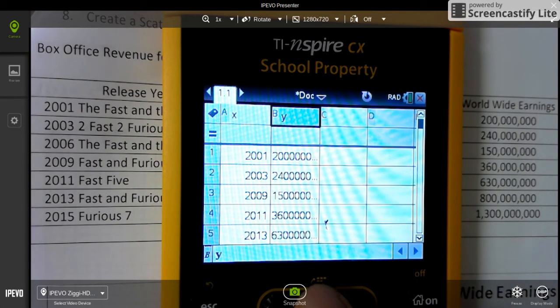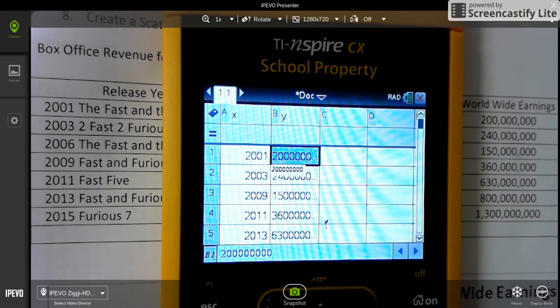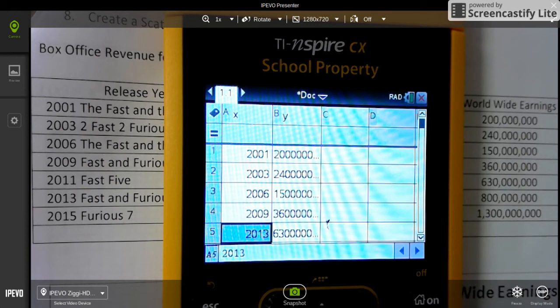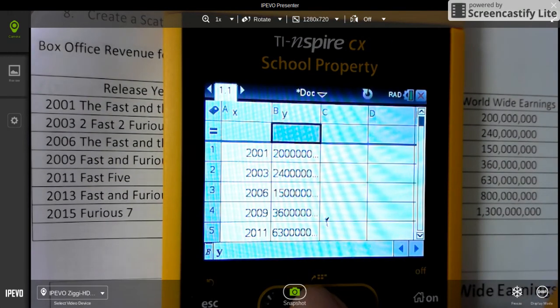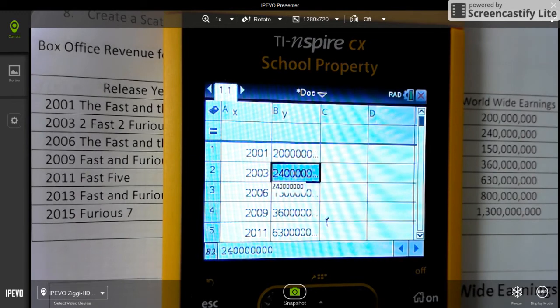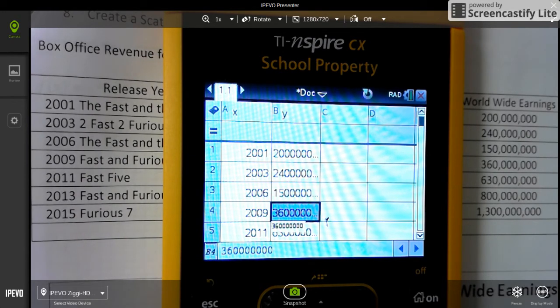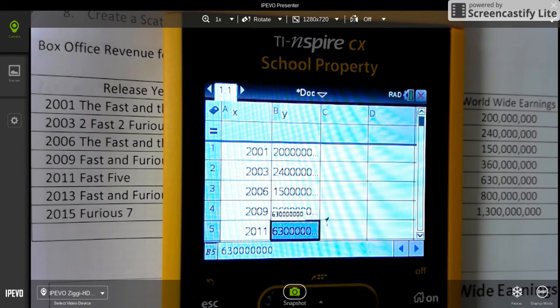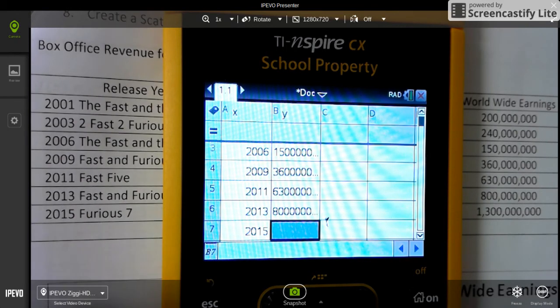We got big numbers. Now, it looks like I made a mistake, so I'm going to go back and double check my table. The first year is correct. The second year is correct. So I noticed that I forgot the 2006 year. So I'm going to go back and put 2006, 2009, 2011, 2013, 2015. And that could actually happen, so it's very important that you always double check your table. So we put in those two are good. This is okay. 2009 is 360 million. 2011 is 630 million. 2013. So now this is correct. Now we're at 1,300,000,000.